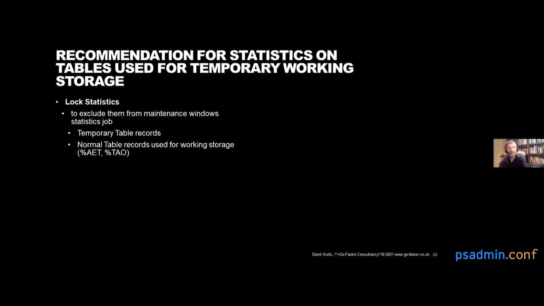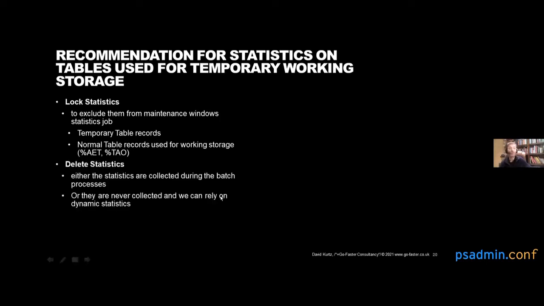So what I recommend is that you lock the statistics on all of your temporary records. So that's all of your type 7 temporary tables, and there's a selection of other normal records, type 0 records. Normally the name ends in AET or TAL, and they're only used for working storage. So you lock stats on this so that none of the maintenance window jobs collect stats, only the batch processes that are working on them collect stats if it's coded. And if it's not coded, that's all right, we'll use optimizer dynamic sampling.